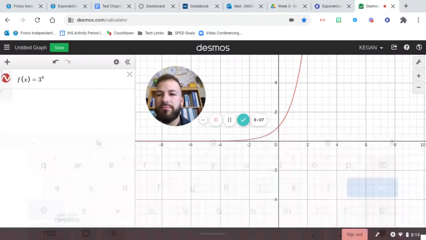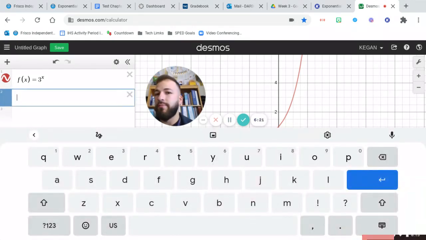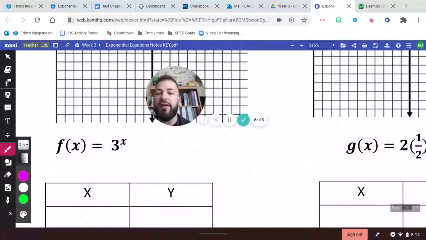There we go. f(x) is equal to 3 to the x. Okay, so same exact graph that we had there before. Now let's actually graph these points. And if I wanted to get these points, remember back over on our notes, we're going to be filling out our table down here.